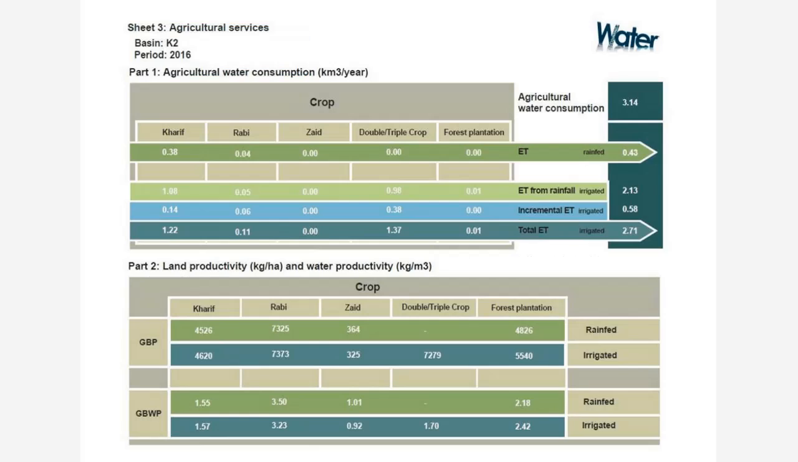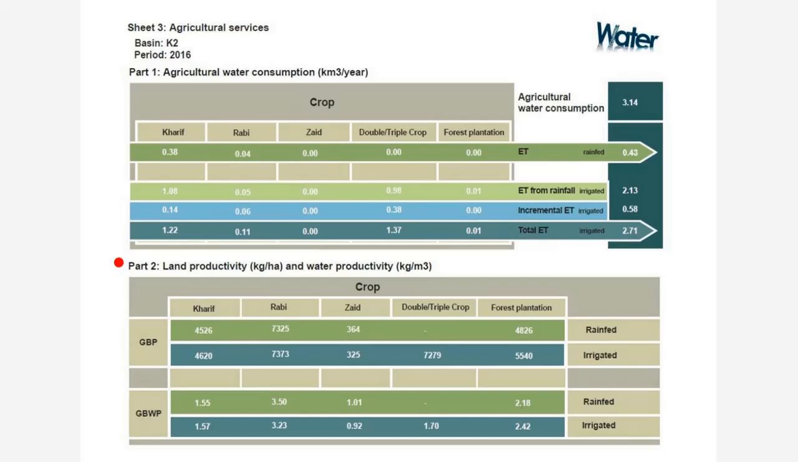This is how the default one looks, again a simplified version. On the first part, you have the water consumption in agriculture. So it's the same as sheet 2, but specific for crops, and in this case for seasons. So we have Kharif, Rabi, and Zaid. And we look at the rain-fed ET. And then for the irrigated areas, we look at green and blue evapotranspiration, and then the total ET.